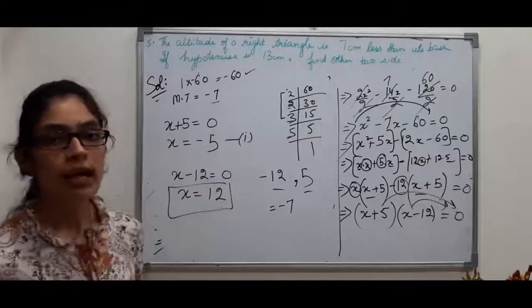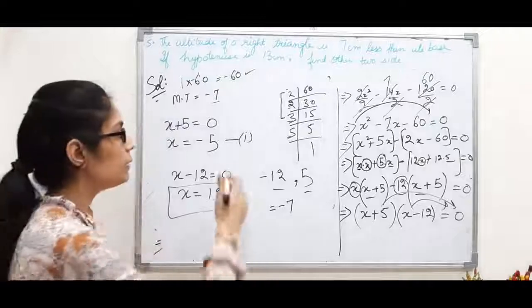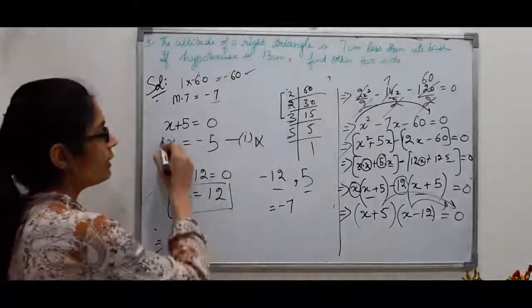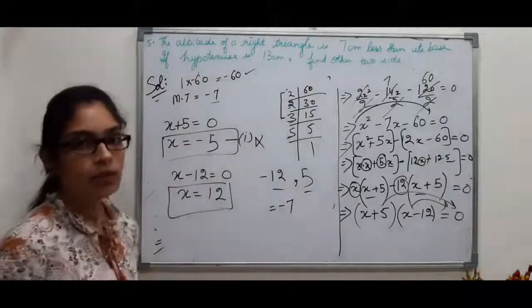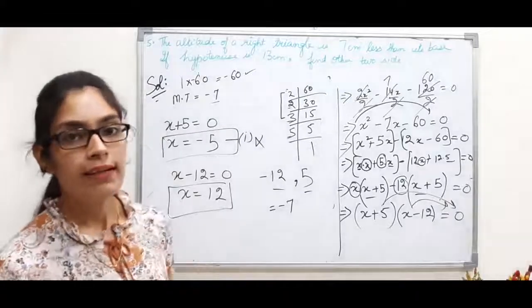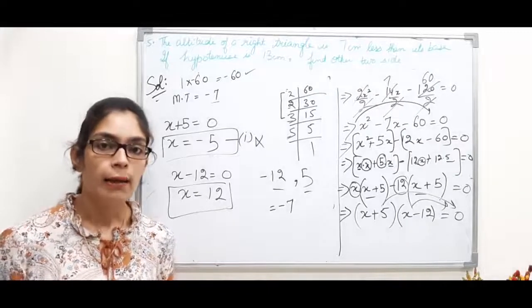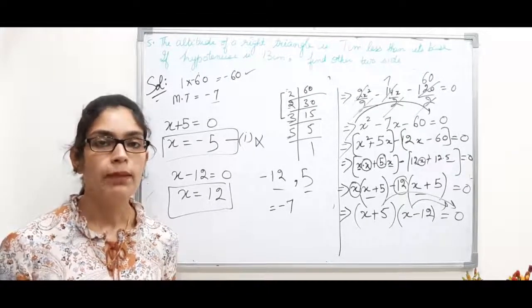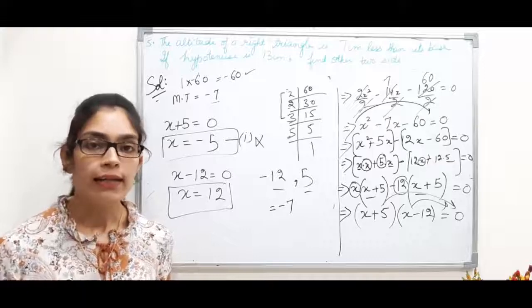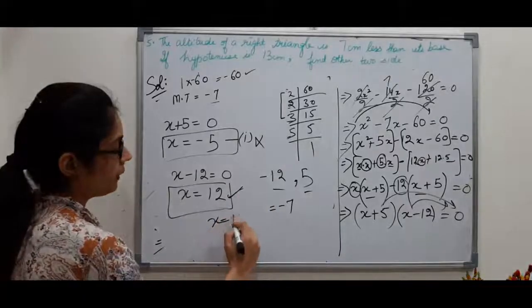Since we are choosing a right triangle and its base has been taken, any length cannot be negative. We have got two values from our quadratic equation, but we are finding the base of a triangle, base and hypotenuse, and our dimensions cannot be negative. I mean length or height cannot be negative. That's why we will take x is equal to 12.